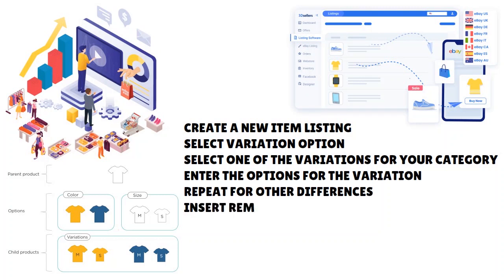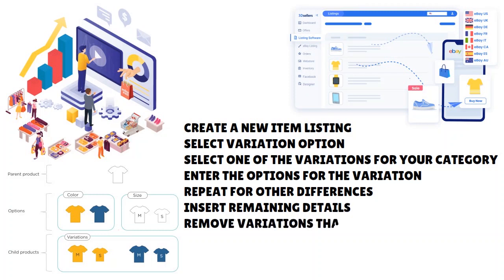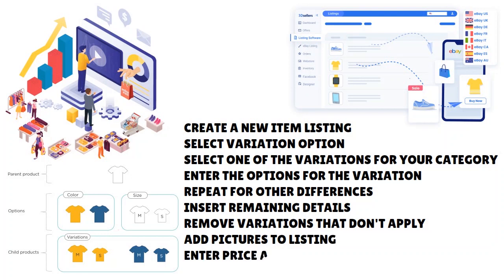Okay. Step number 5, repeat for other differences. Number 6, insert remaining details that are important for the item. Step number 7, remove variations that do not apply. Number 8, add pictures to the listing. Number 9, enter price and quantity. And number 10, complete the rest of the listing. Again, those are very straightforward.